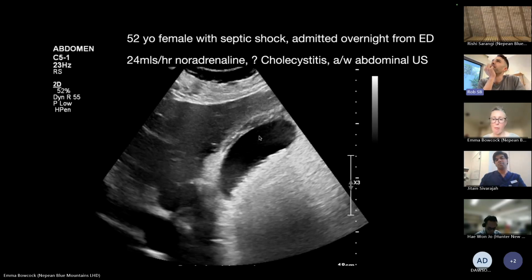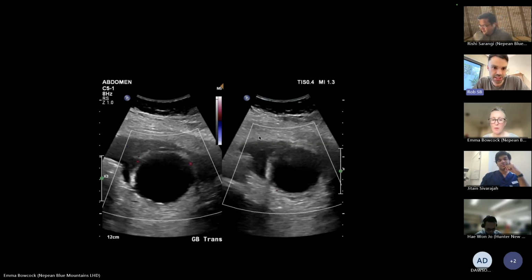So yeah, from memory, more than I think 7 millimeters is increased. For wall thickness? No, I think it's 5. I think it's 5 millimeters is increased.